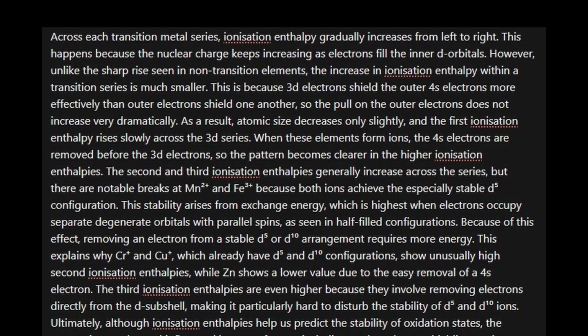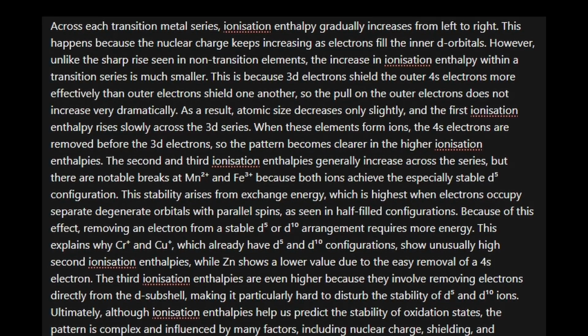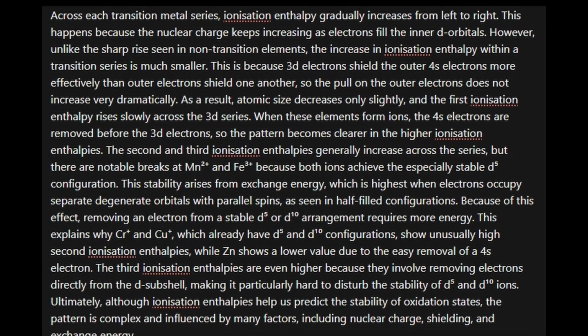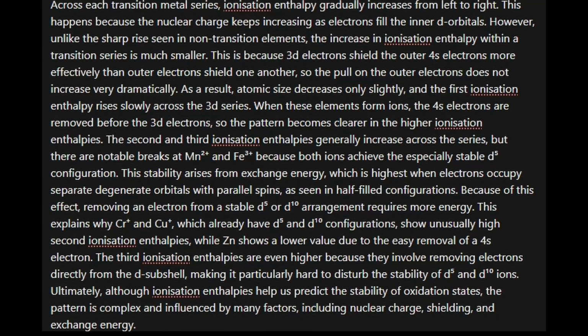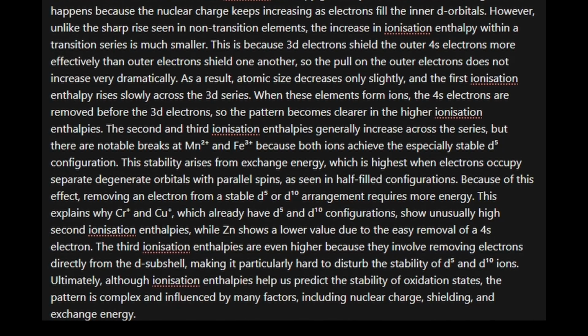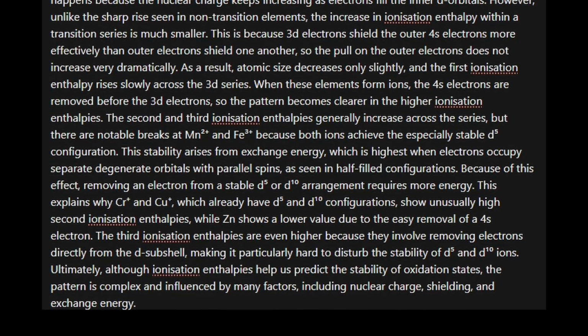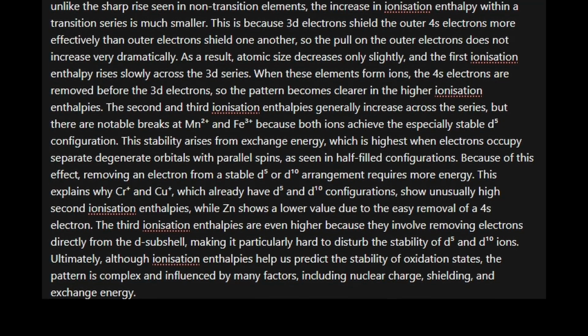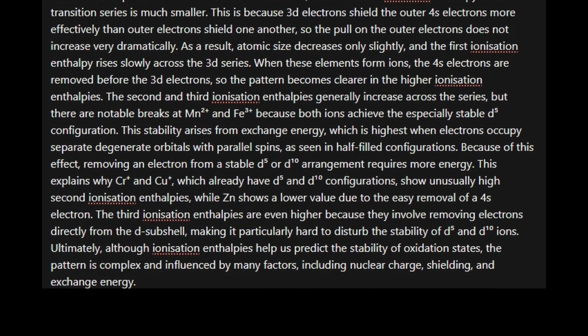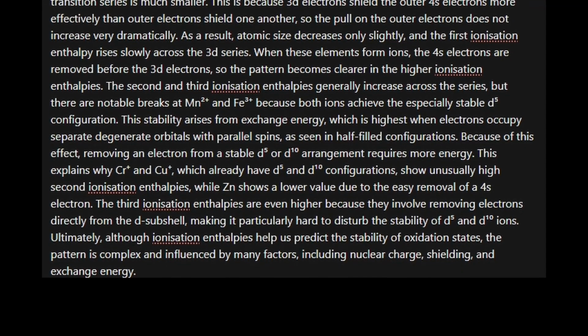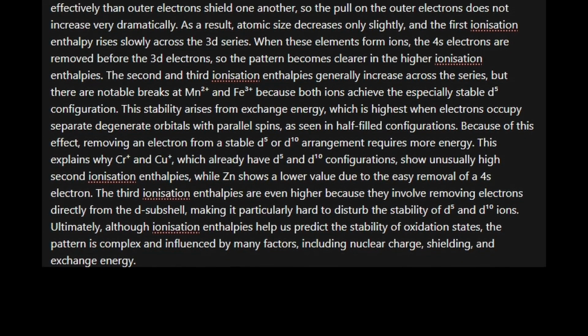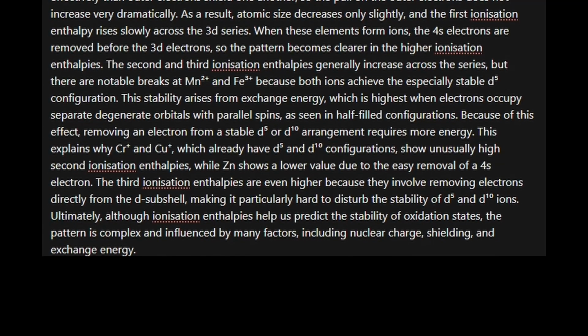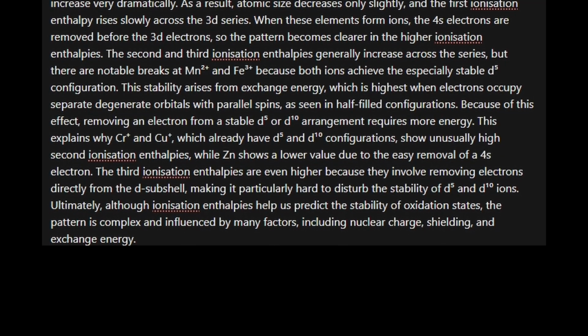This stability arises from exchange energy, which is highest when electrons occupy separate degenerate orbitals with parallel spins, as seen in half-filled configurations. Because of this effect, removing an electron from a stable d5 or d10 arrangement requires more energy. This explains why Cr+ and Cu+, which already have d5 and d10 configurations, show unusually high second ionization enthalpies, while zinc shows a lower value due to the easy removal of a 4s electron.